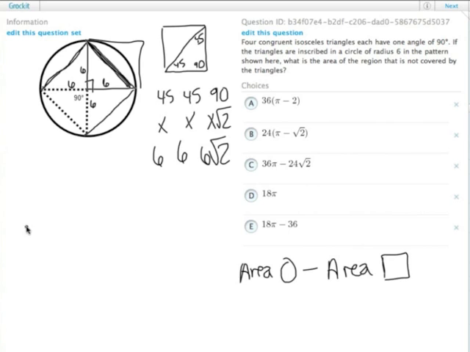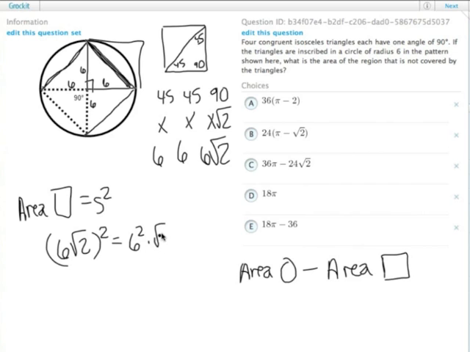The area of the square, remember, area of a square is equal to the side value squared. And therefore, we are doing 6 times the square root of 2 quantity squared, which equals 6 squared times square root of 2 squared, 36 times 2, or 72. So the area of the square is 72.